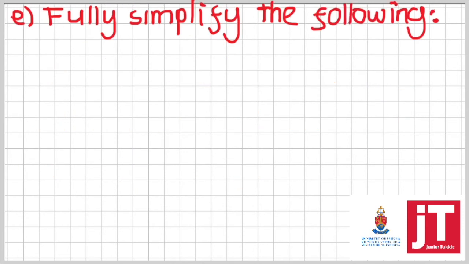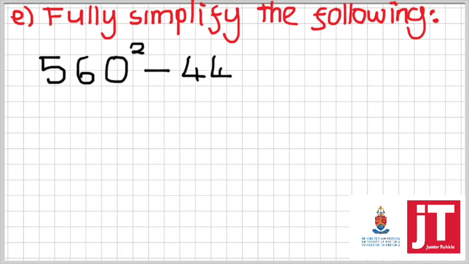Last question. We are required to fully simplify the following question. And by the way, in this question, we'll say without using a calculator. You're not required to use a calculator. So you're given 560 to the power 2 minus 440 to the power 2. Notice there is a difference of two squares. How? Because of that even power and also that even power.